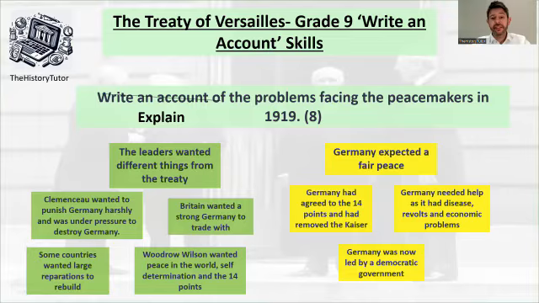Germany expected a fair peace. It had agreed to the 14 points and to remove the Kaiser. Germany needed help. There's lots of disease, revolts, and economic problems. Germany is now a democratic government. They had removed the Kaiser. They expected a fair peace. So now we've got some ideas. You can see there's three or four ideas for each one now. So that's plenty to help us talk about an answer.